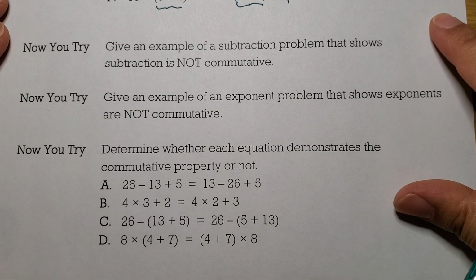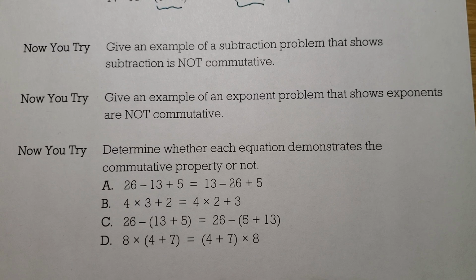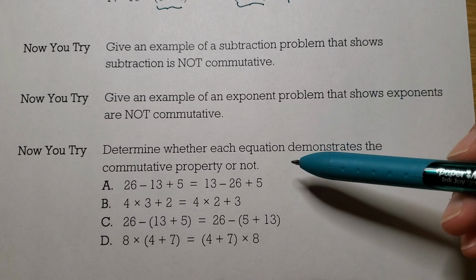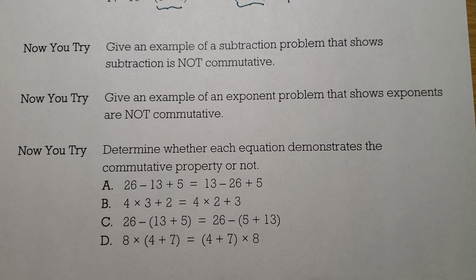So here are a few exercises for you to try to find an example of something that shows something is or is not commutative. And then for these last 4, kind of like this example we just did. In the next video, we're going to dig a little bit deeper into the commutative property and experiment with some brand new operations just to get the concept to stick a little bit more.